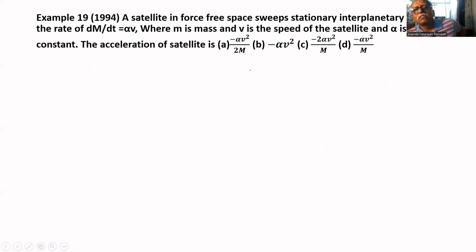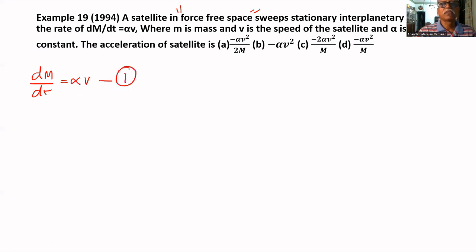A satellite in force-free space sweeps stationary interplanetary dust at the rate of dm by dt equal to alpha v is given, where m is the mass and v is the speed of the satellite and alpha is a constant. The acceleration of the satellite is asked.